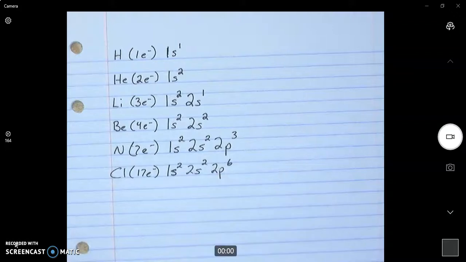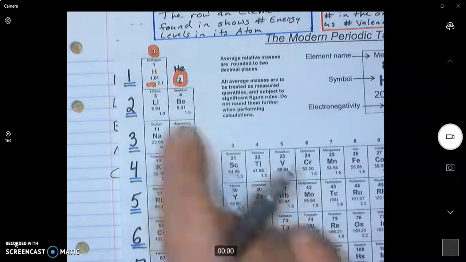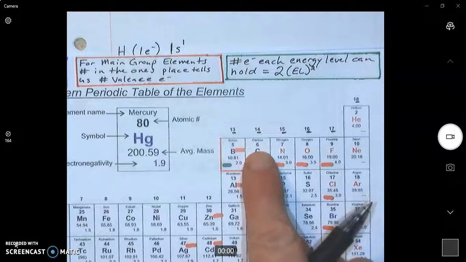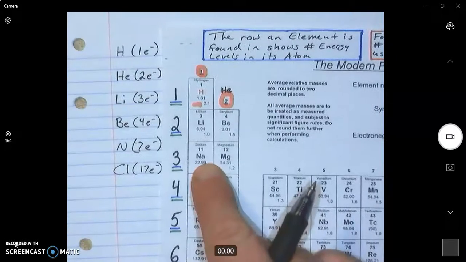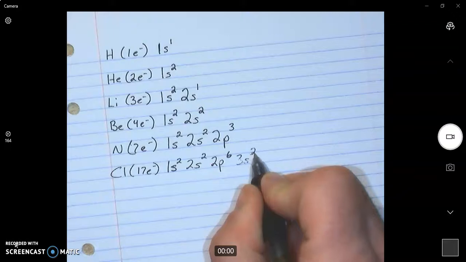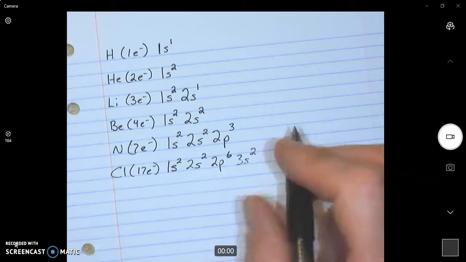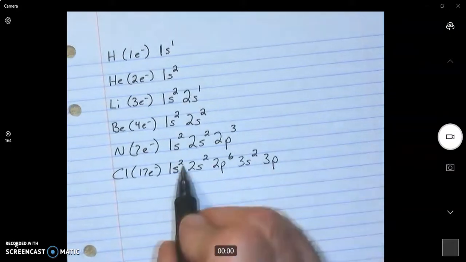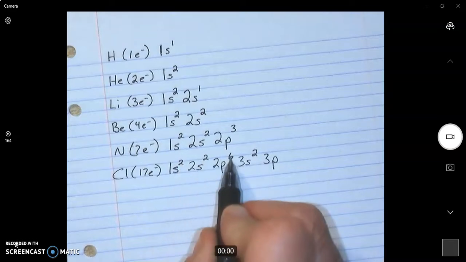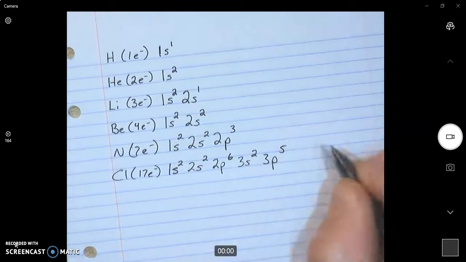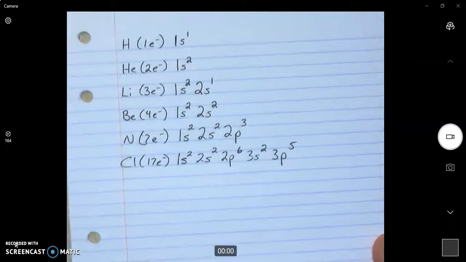What comes after 2p? If we look at our periodic table, 1s, 2s, 2p, 3s. So 3s comes next. It can take 2 electrons. What comes after 3s? The 3p. How many electrons do we have left? We've used 2, 4, 10, 12. We have 5 left. That's the configuration for chlorine.